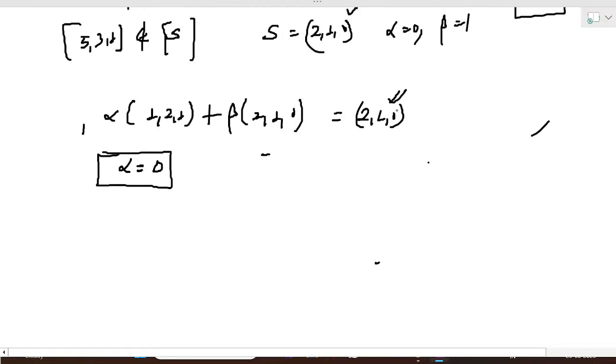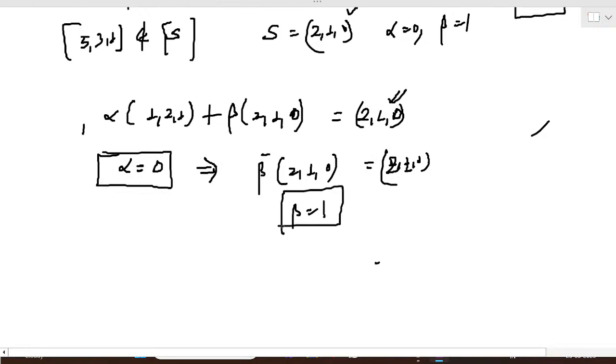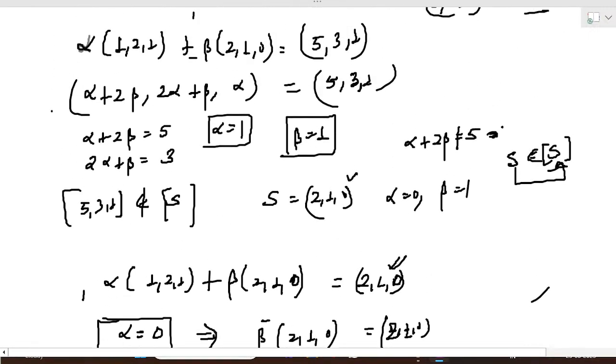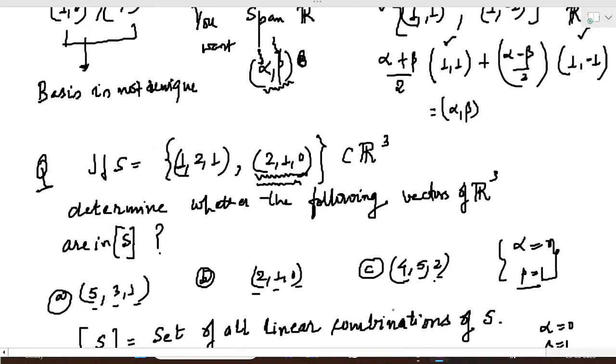If you see from here, the last tuple is 0, so it implies alpha is equal to 0. That implies beta (2, 1, 0) is equal to (2, 1, 0). Yes. Sorry for the mistake. Okay, so now beta is equal to 1. Actually I messed it up while doing it very fast. That is something that you should also remember for the exam. Just don't hurry, otherwise even such a simple question can be messed up.